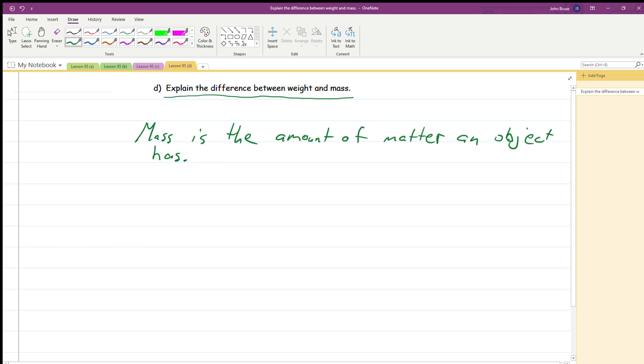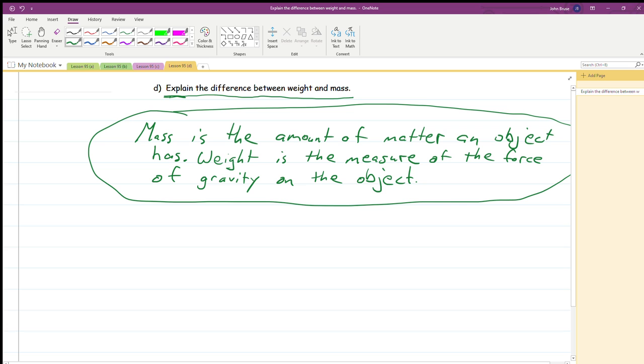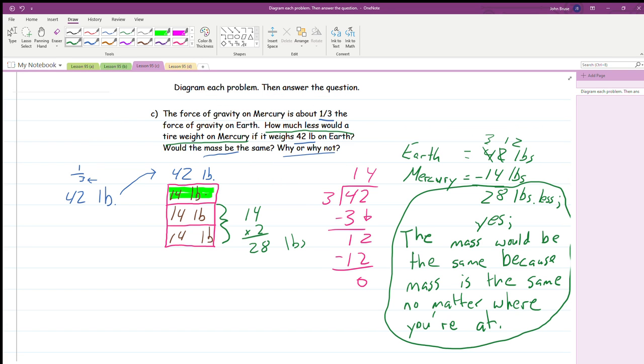Weight is the measure of the force of gravity on the object. So when it asks you to explain something, we want to have answers that look like this. Nice sentences, complete sentences, and they should explain your understanding. So I hope you guys understand the difference between mass and weight. It's kind of fun.